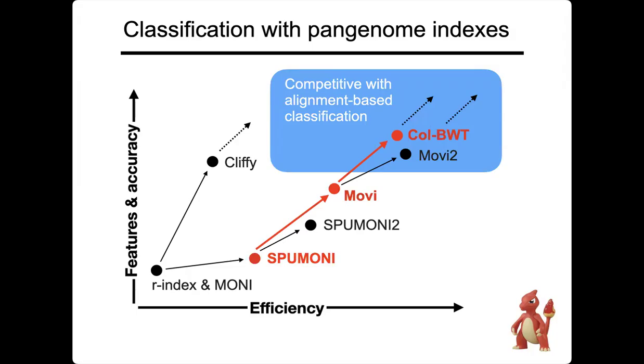These three, Spumoni, Movie, and CallBWT, which are all on the road to what I would say our biggest success so far, which is that we can use compressed indexes to do classification, both multi-class and taxonomic classification, and we are competitive with what alignment-based methods can do. So I want to tell that story next, briefly.